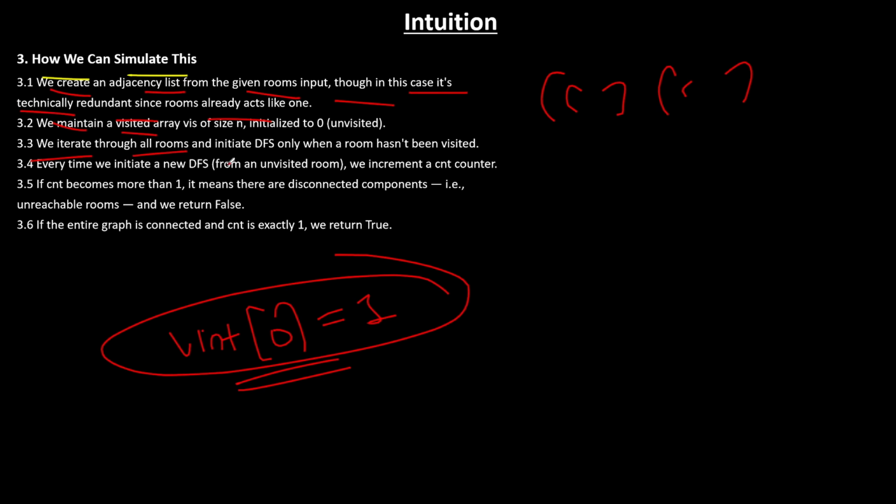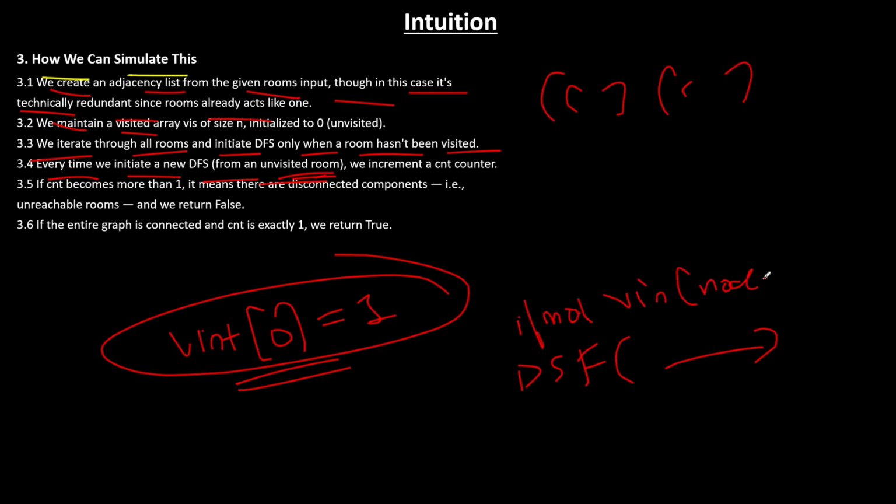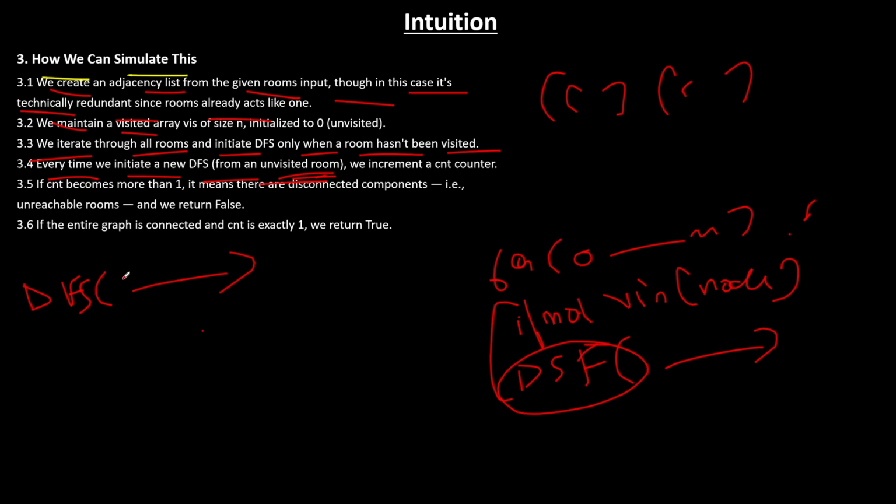We iterate through the rooms and initiate DFS only when a room hasn't been visited. Every time we initiate a new DFS from an unvisited room, suppose the DFS function you called initially, fine. If not visited the node, okay. This is the for loop from 0 to n. So this is done. In the DFS function, we will have some parameters here.